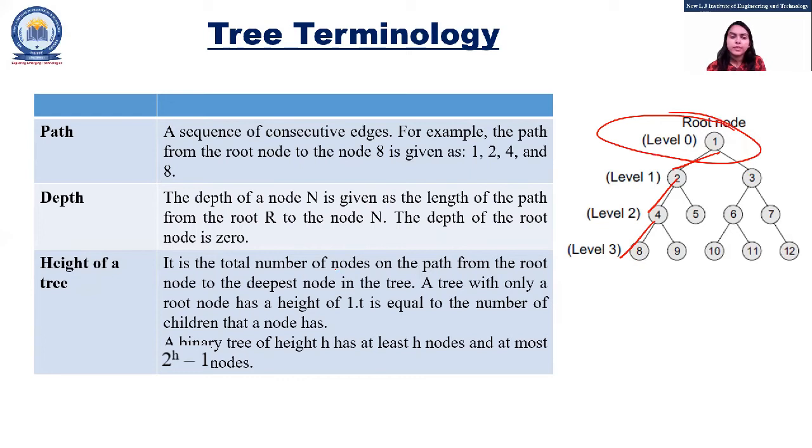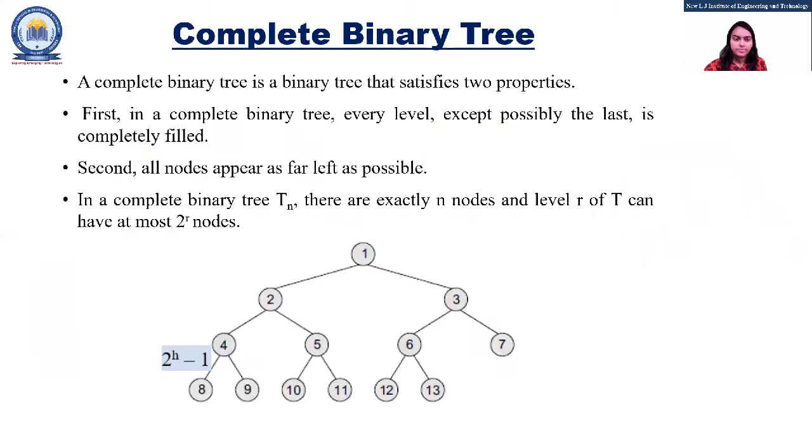What is the height of a tree? It is the total number of nodes on the path from the root to the deepest level of the tree. So a tree with only a root node has height 1. This is at height 1, 2, 3 and 4. A tree with only a root node has a height 1. A binary tree of height h will have at most 2^h minus 1 nodes.